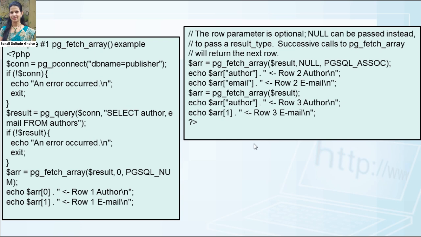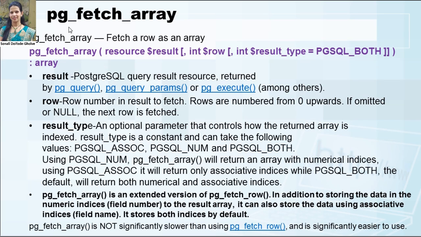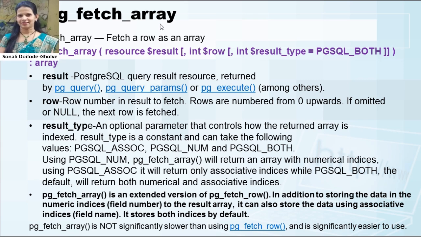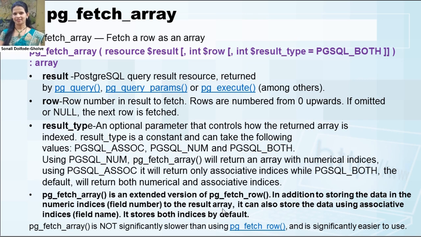Okay, this is your pg_fetch_array. Let's see now in this part only. pg_fetch_array. Actually, this pg_fetch_array is similar to the pg_fetch_row. Okay, see, it is similar like this, but there is some difference. It is not significantly slower than using pg_fetch_row, and it's significantly easier to use. It fetches a row as an array. What is the use of this? It is a fetch row as an array.